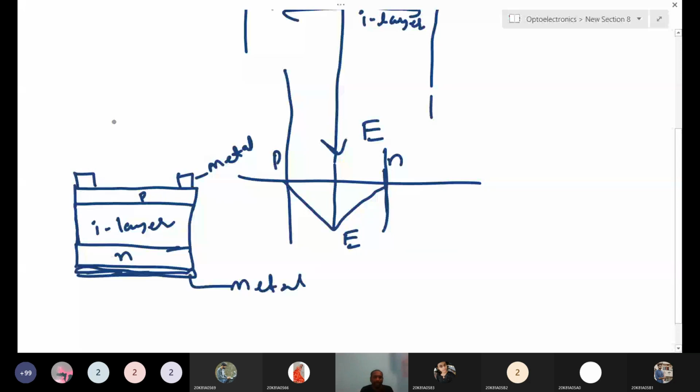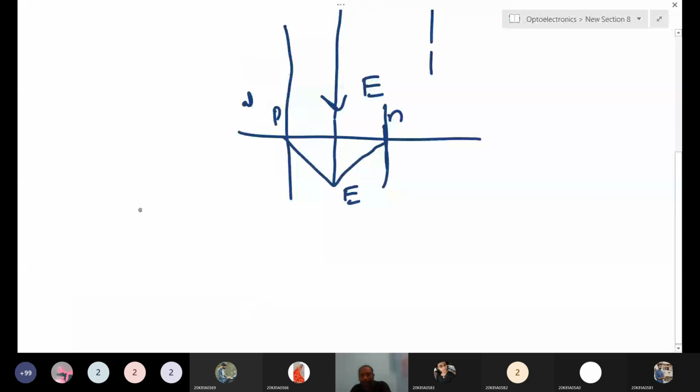When you shine light here, electron-hole pairs will be created in the I layer. Here the electric field is already developed. Because of this electric field, holes will go upward and electrons towards the N side. I will draw a little bigger diagram, then it will be clear to you.